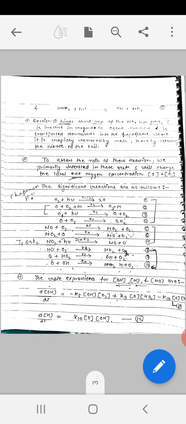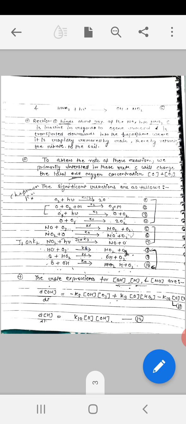Next, to assess the rate of these reactions, we are primarily interested in those reactions which will change the total odd oxygen concentration. Odd oxygen concentration is oxygen atom plus ozone concentration. The significant reactions are as follows. First, O2 absorbs one quantum of radiation with rate constant K1 or J1 and is converted into 2 oxygen atoms. This is reaction number 1.